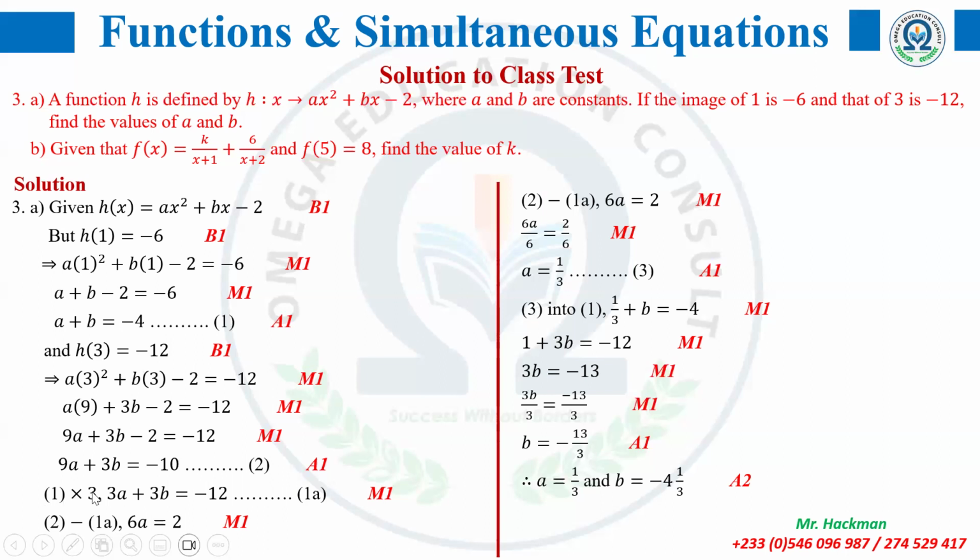So in this case, I want to eliminate what? A. So in that case, sorry, I want to eliminate B. So if I want to eliminate B, I have to make sure that the coefficients are the same. So I multiply equation 1 by 3. So you can see that equation 1 times 3.